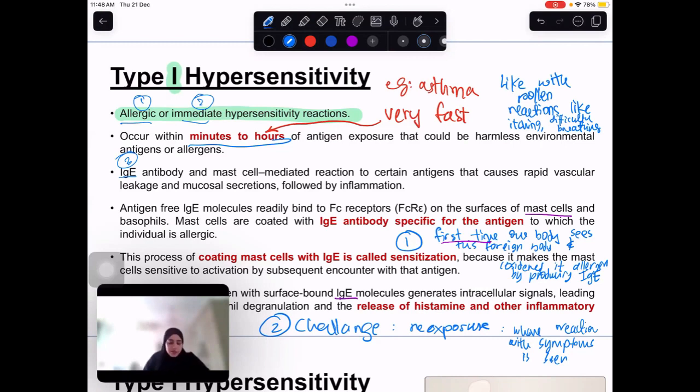Now in this case, type 1 hypersensitivity is actually divided into two different steps. There's the sensitization and there's the challenge.